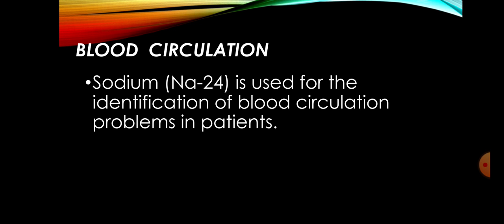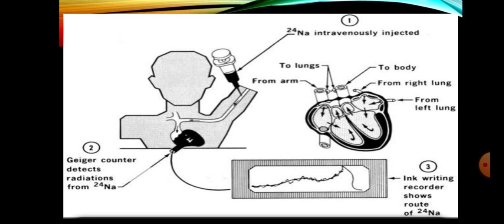Then we discuss blood circulation. The isotope sodium 24 is used for the identification of blood circulation problems in patients. A salt containing sodium 24 compounds is injected into the bloodstream to help locate the obstruction to the flow of blood.